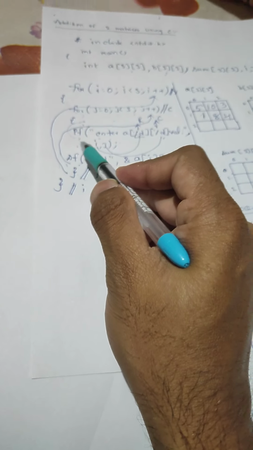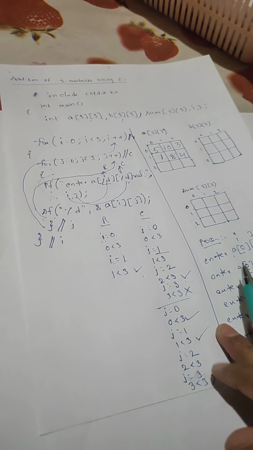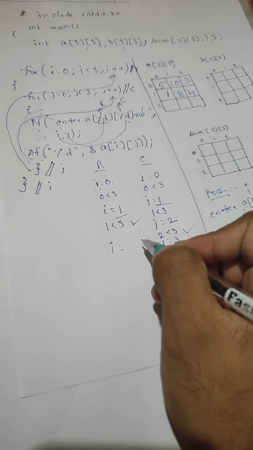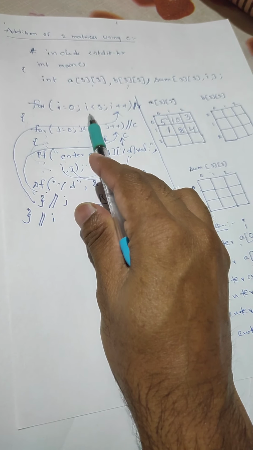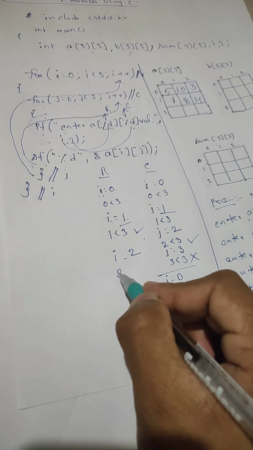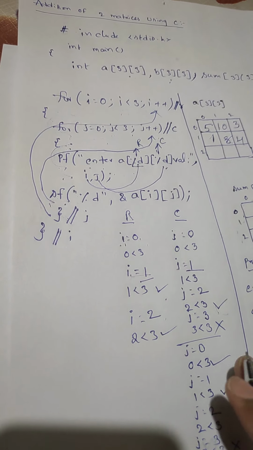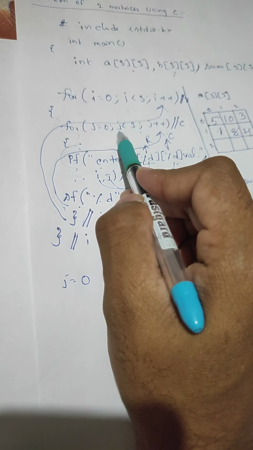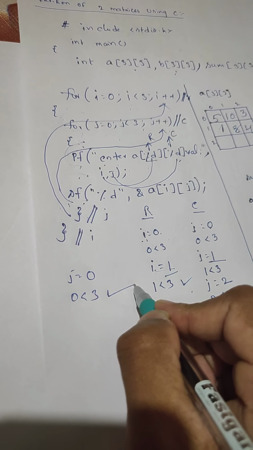The controller exits this inner for loop, and again goes to i++. The previous value of i is 1, and i++ means the i value is 2. And check the condition: the i value is 2, 2 less than 3, the condition is true. Then again the controller enters this j for loop. And again check the condition. Here the j value is 0, and check the condition: 0 less than 3. Again the condition is true.